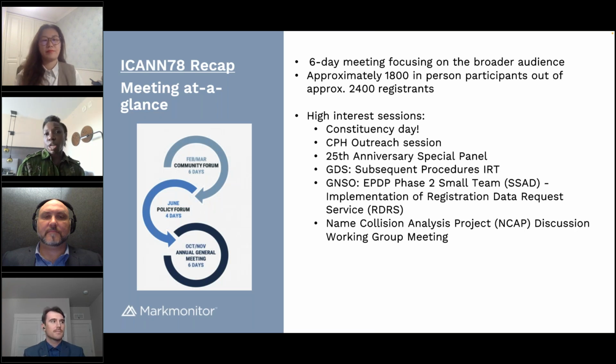ICANN meetings run three times a year, and we have three different types of meeting. The first meeting we tend to have is the Community Forum, which is usually held between February and March. It's around six days, and it's the opportunity for the community to come together for cross-community communication, integration, and interaction. Then we move on to the Policy Forum, which is a shorter meeting of four days or so, usually around June, and it's heavily focused on all things to do with policy.